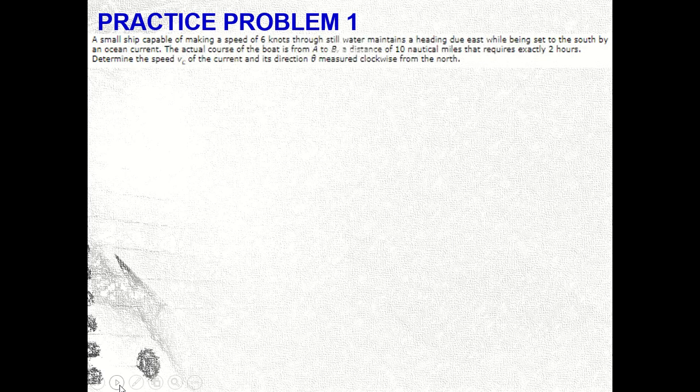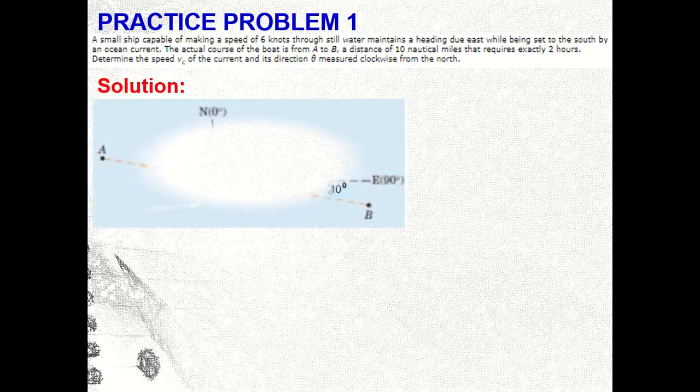So we have here a problem saying that a small ship capable of making a speed of 6 knots through still water maintains a heading due east while being set to the south by an ocean current. The actual course of the boat is from A to B, as shown in this picture, a distance of 10 nautical miles that requires exactly 2 hours. So from A to B is 10 nautical miles and can be reached after 2 hours.